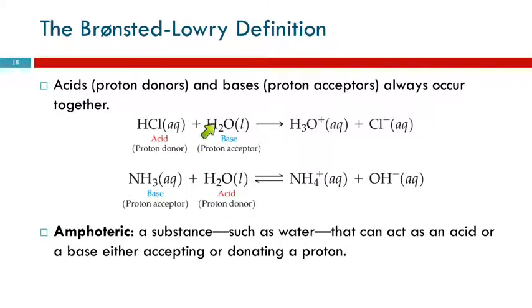So water can act as a base or as an acid. Very, very versatile. We have a word for that, amphoteric. An amphoteric substance can act as an acid or as a base. Like an amphibian can live in the water or on land. It lives in both, right? It goes back and forth. So water, an amphoteric substance, can act as a base or as an acid.